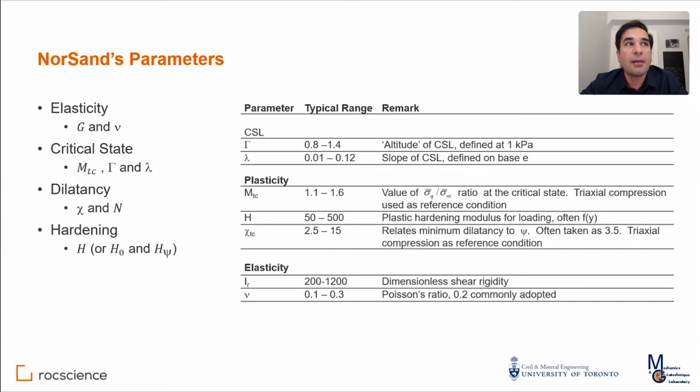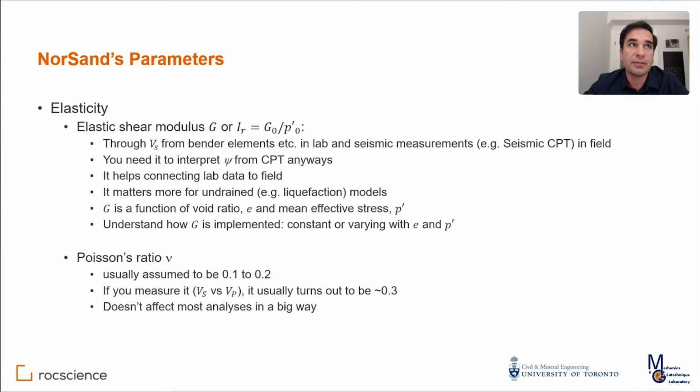Norsand's parameters are elasticity parameters, elastic modulus G, and nu, the Poisson's ratio. You've got the critical state parameters, and then you have 2 parameters on dilatancy. You can get these 2 from triaxial test data, and the last one which needed fitting to the results is the hardening parameter H. Here I have a range of these parameters. Tailings tend to be on the higher side of some of these parameters, such as the friction ratio M or chi, the dilatancy parameter, and they are sometimes more compressible, so you get higher lambda values. That's the slope of the critical state line.